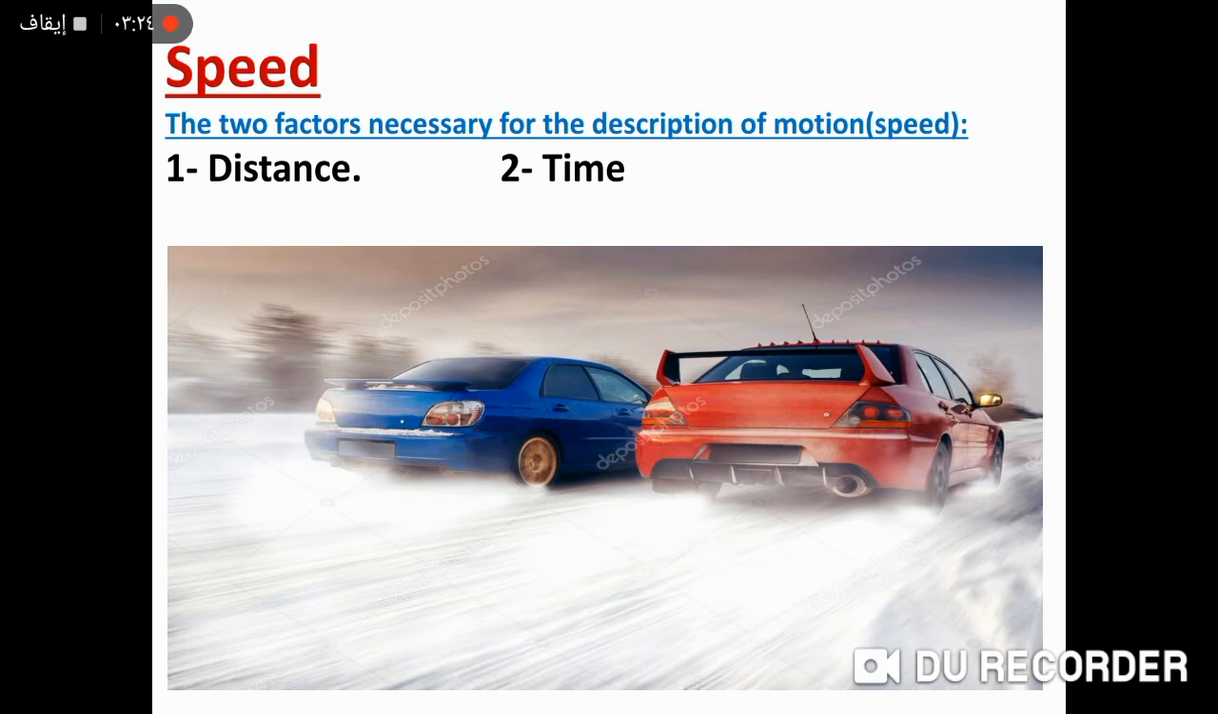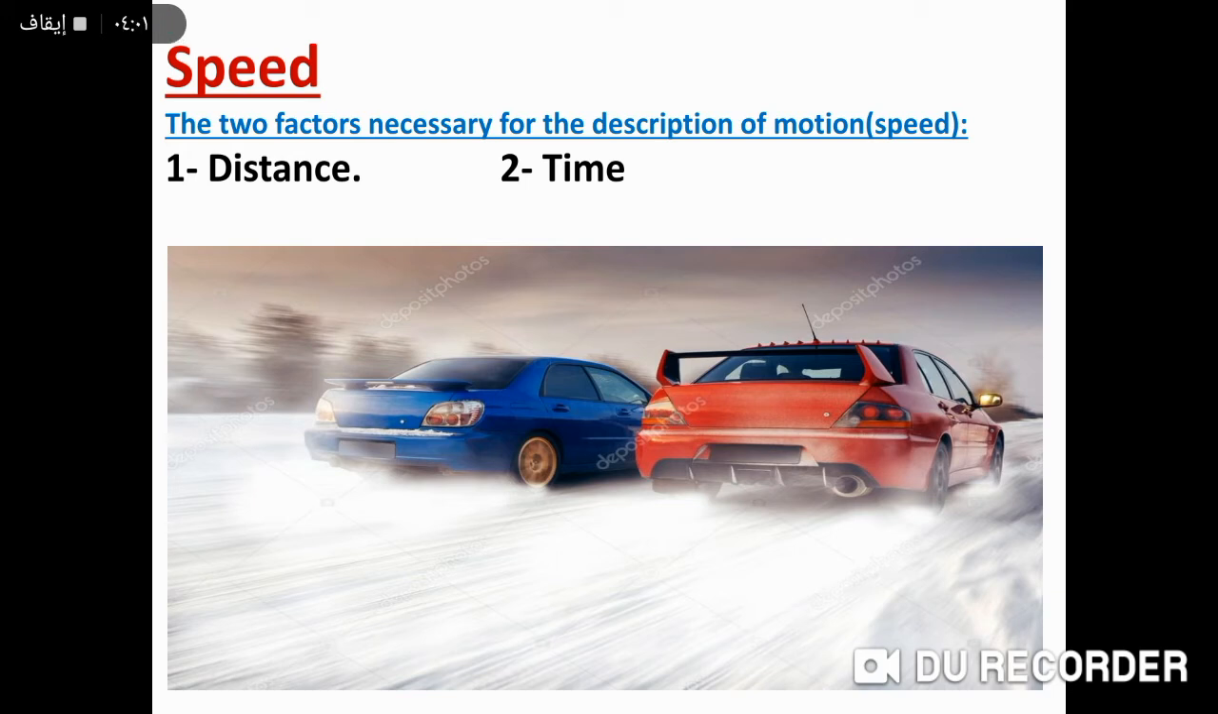Sorry, I mean that if the red car covered 50 meters in 10 seconds and the blue car covered 100 meters also in 10 seconds, which car is faster? You will say that the blue car is faster because it covered 100 meters in 10 seconds, but the red car covered 50 meters in 10 seconds, so the blue car covered a longer distance than the red car. So the first factor that affects speed is called distance.